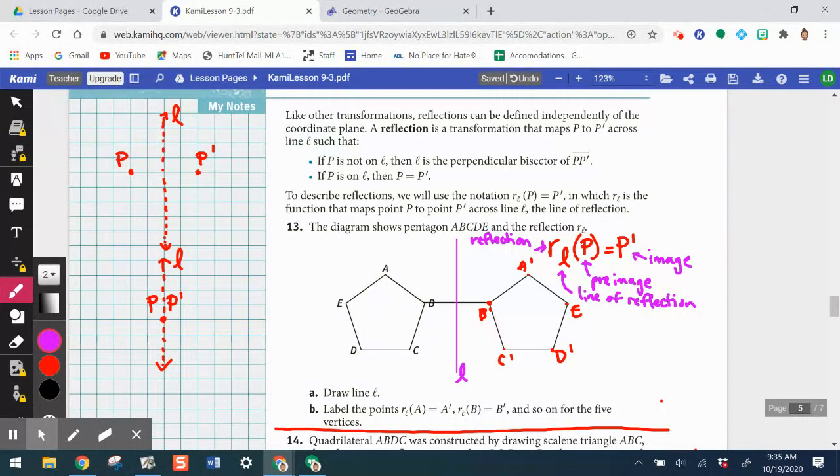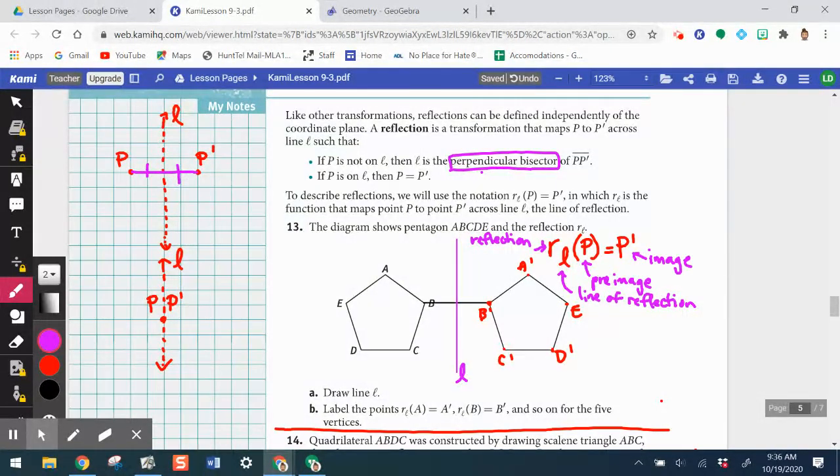So reflections require a line of reflection, such that these two things are very, very important. If P is not on the line of reflection, then L is the perpendicular bisector of segment P P prime. So I demonstrate that over here. Assuming that P is not on the line of reflection, then the line of reflection is a perpendicular bisector to this segment, such that two things are true. This segment from P to the line of reflection is congruent to the segment from the line of reflection to P prime. These two segments are congruent. That's what the term bisector means.